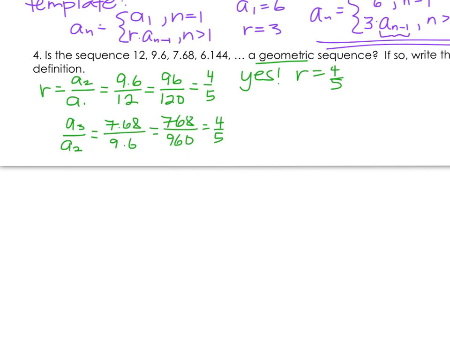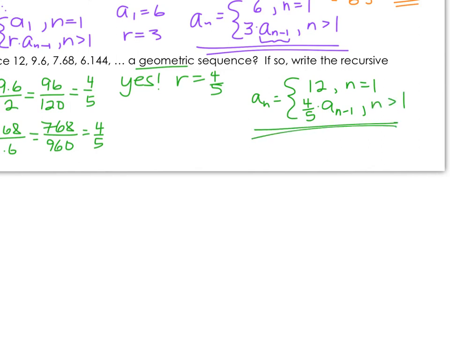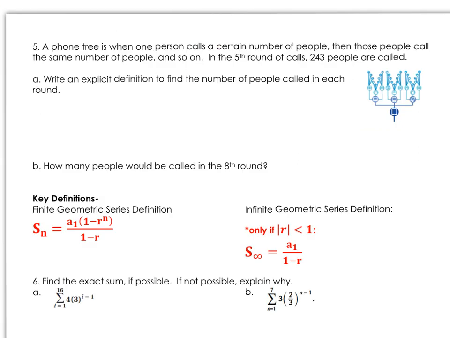It says, if so, write the recursive definition. We know the recursive template. We just wrote it out up above. So let's write A sub n equals. We'll do our big brace on that left-hand side. Now the first row represents the first term, which we know in the pattern was given. That's 12. And that means n equals 1 for our first term in the sequence. To get consecutive terms, we multiply that previous term by the R value, which for our problem now is 4/5, times A sub n minus 1 for all values of n greater than 1. There's your recursive definition.